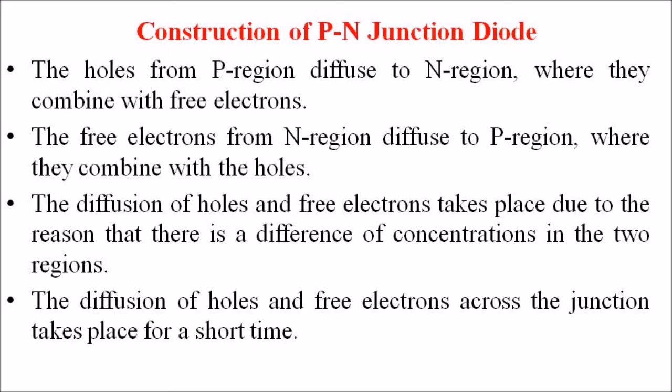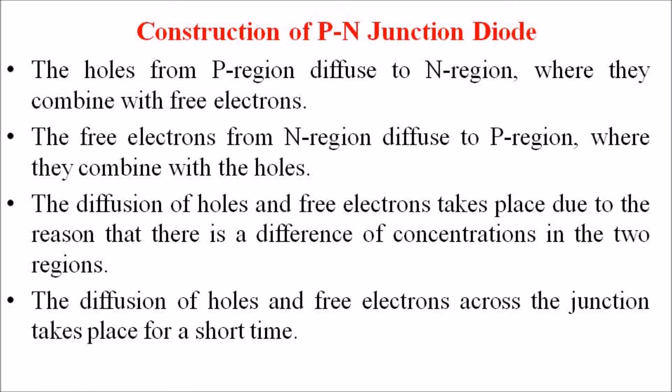Moreover, the electrons and holes move at random in all directions due to thermal energy. In doing so, some carriers manage to cross over the junction. The fourth important point is that the diffusion of holes and free electrons across the junction takes place for a short time. After a few recombinations of holes and free electrons in the vicinity of the junction, a restraining force is automatically set up. This force is produced due to the depletion region which exists on either side of the junction.